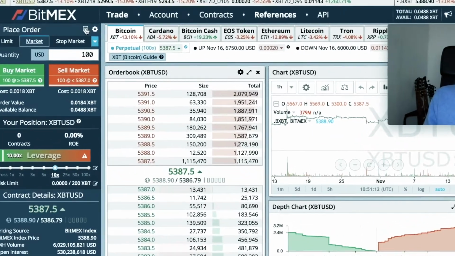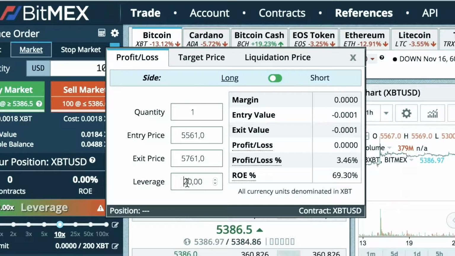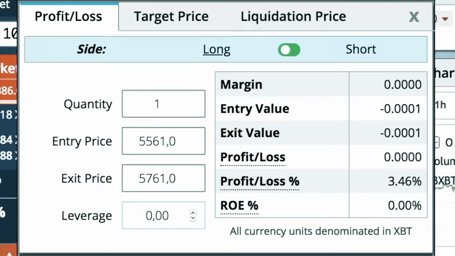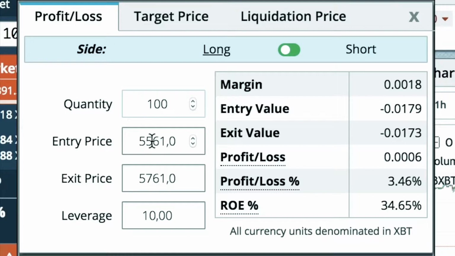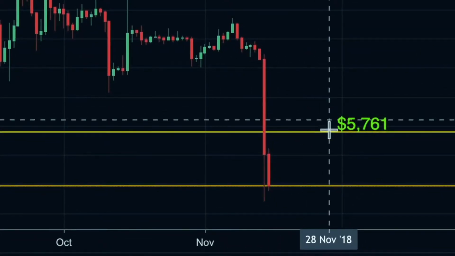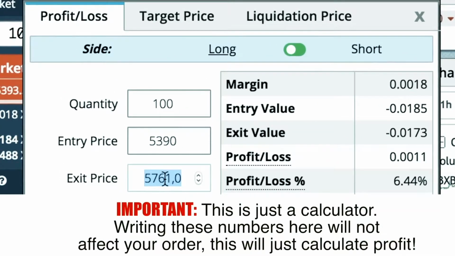And if we want to do a simple little calculation, we can use the calculation feature up here. And here we can actually calculate a little bit about our position. So leverage is going to be 10, just like we said. And we want our position to be worth 100 contracts. Our entry price is going to be the current price, which is 5,390. And what did we say? Well, the exit price, we wanted to exit up here at 5,761. Exit price 5,761. I already have that in there.